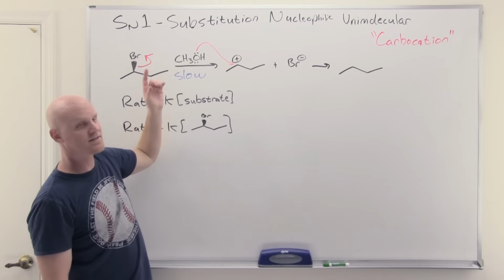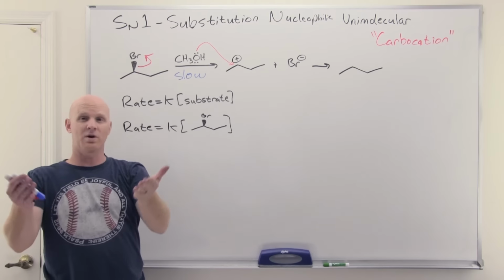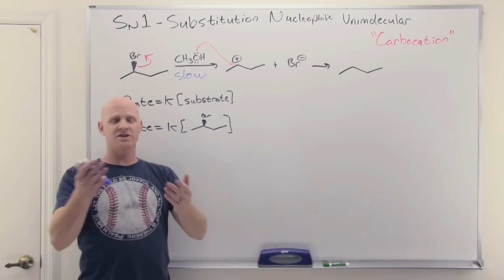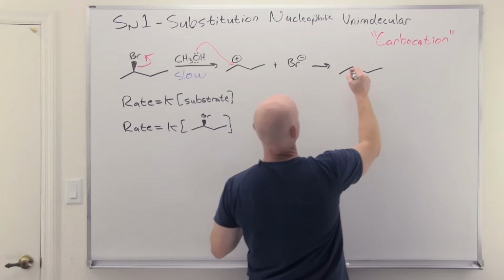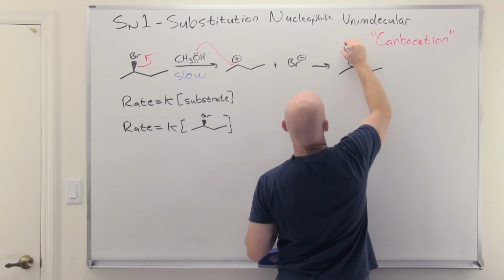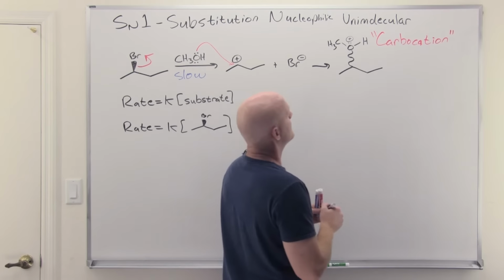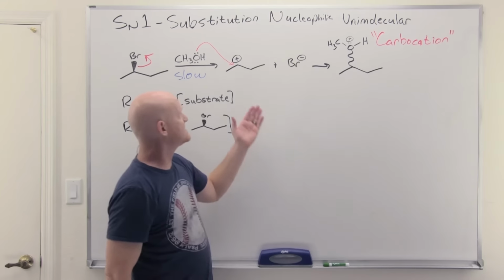And so when methanol attacks, he either attacks from the front face or the back face. If he attacks from the front, it would be a wedged bond. And if he attacks from the back, it would be a dashed bond. And so in this case, what I might do, instead of drawing them both out, is I might just make it a squiggly bond. One possible convention.